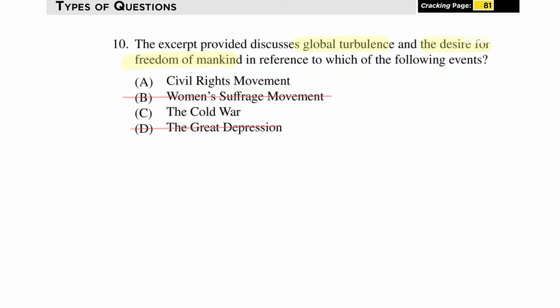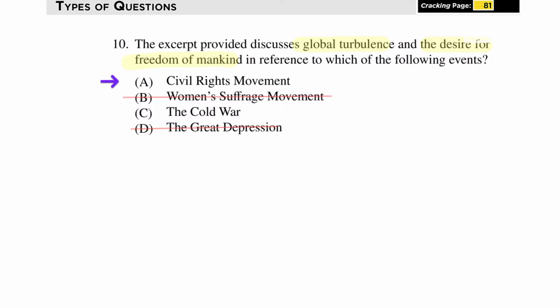Now, the other two choices are kind of close because the civil rights movement was getting going in the late 1950s, early 1960s. And certainly the Cold War was a factor after World War II, all the way up until the 1980s. So either one of these could look right. And the desire for freedom, well, that could sound like the civil rights movement. But what about global turbulence? That doesn't exactly seem like the civil rights movement.